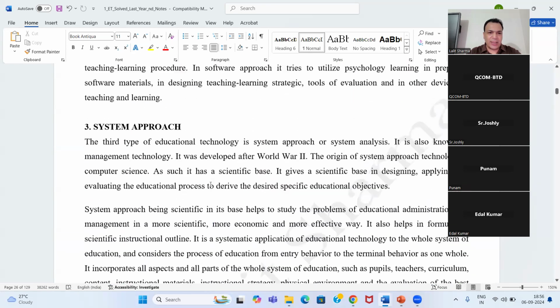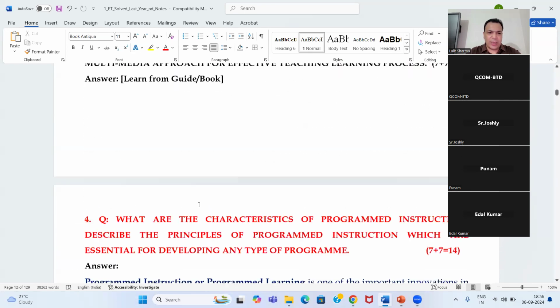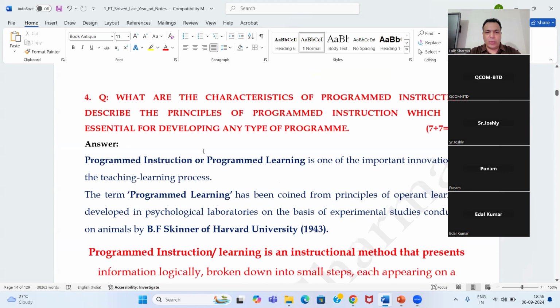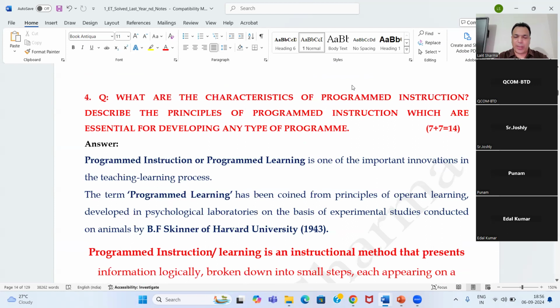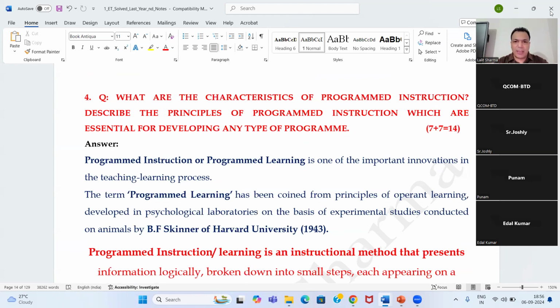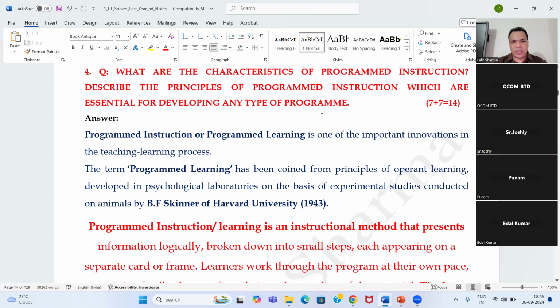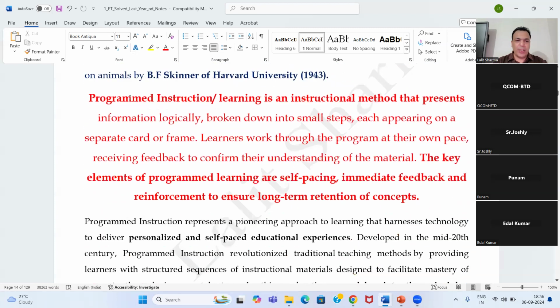Unit 2, right? We are discussing Unit 2. This first one is done. This is the fourth question. Okay, we are discussing the last year paper, right? In the notes, at the front I have solved the last year paper, then I have attached the notes. The revised file I have shared with you today. See, what are the characteristics of programmed instruction? What are the principles of programmed instruction which are essential for developing any type of program?